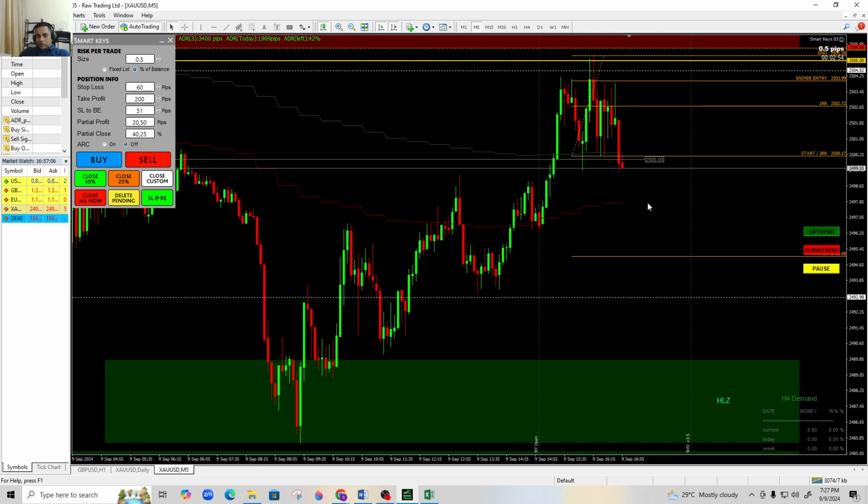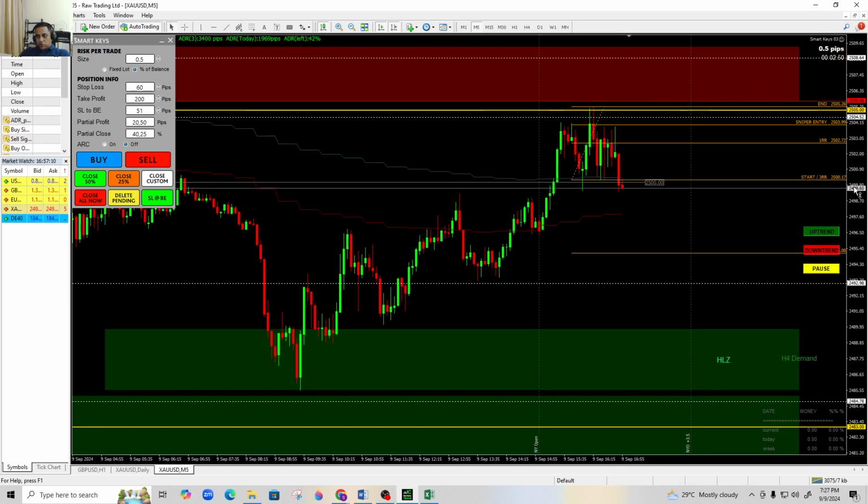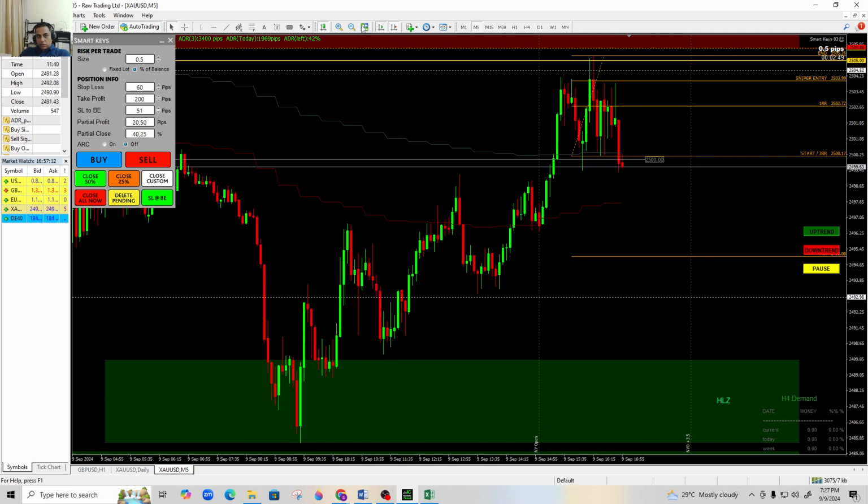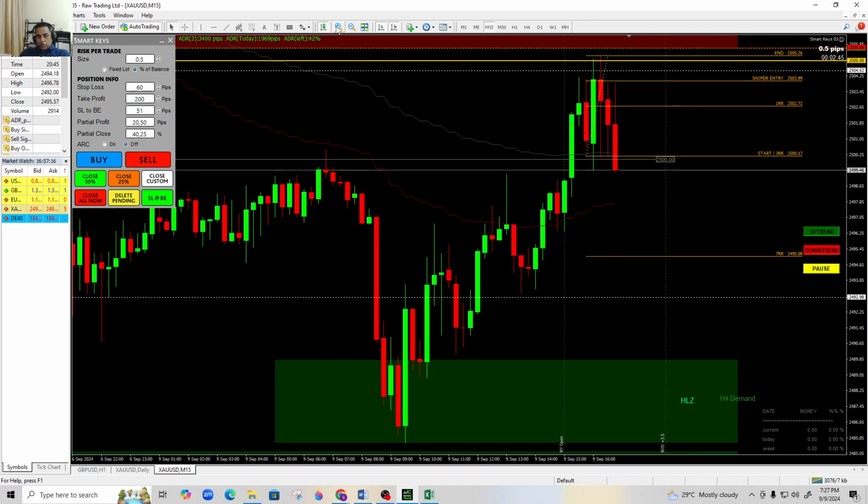Also, until the trade touches this line here, which is 2495 on this fib, the trade is still not done. At least that's what I've seen and what I've experienced. The trade is still not done.